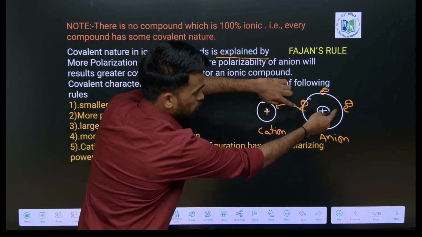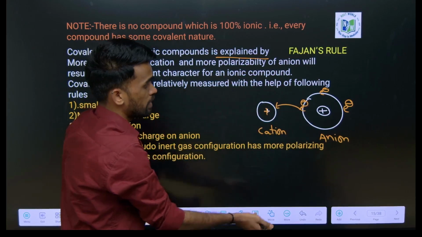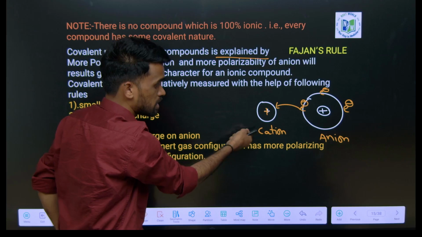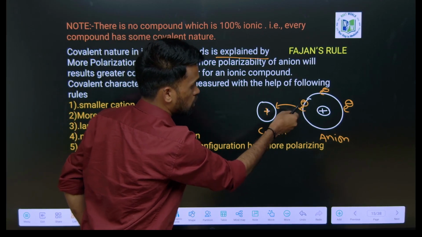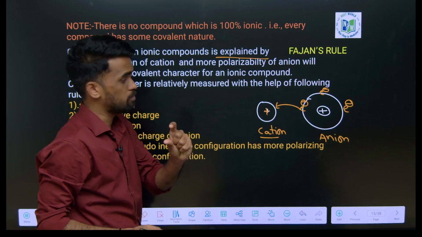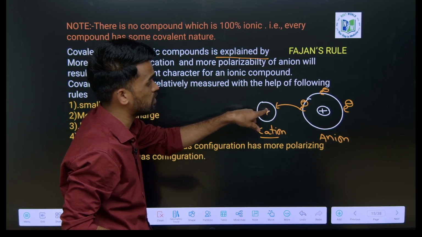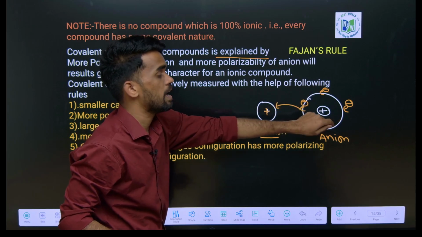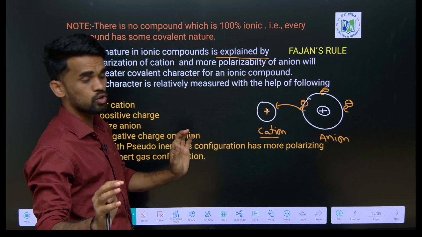The covalent character for this particular compound will be more when this electron cloud is pulled very efficiently, or very strongly, towards this cation. It is possible to drag this electron cloud towards the cation when the cation has a small size. If the size is small, its effective nuclear charge will be more, and it will effectively drag the electron cloud of the anion towards itself. This results in more covalent character. I hope it is clear.